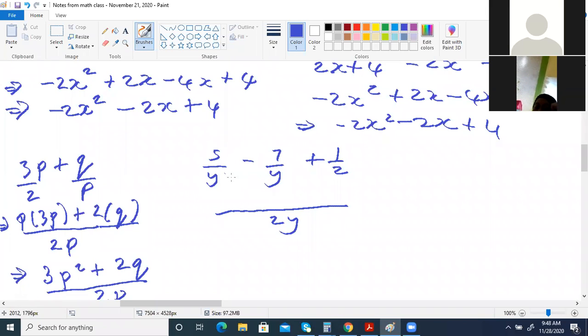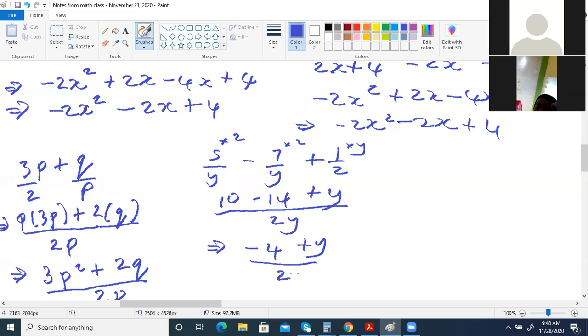So y into 2y, you get 2, right? So 5 times 2 is 10. So y into 2y again, you get 2, minus 7 times 2, that's minus 14. And then 2 into 2y is y. So you get a y. And then you get 10 minus 14 plus y over 2y. All right, good stuff.